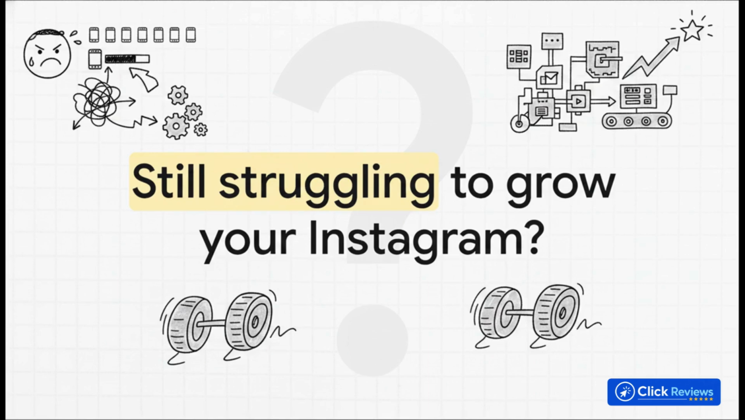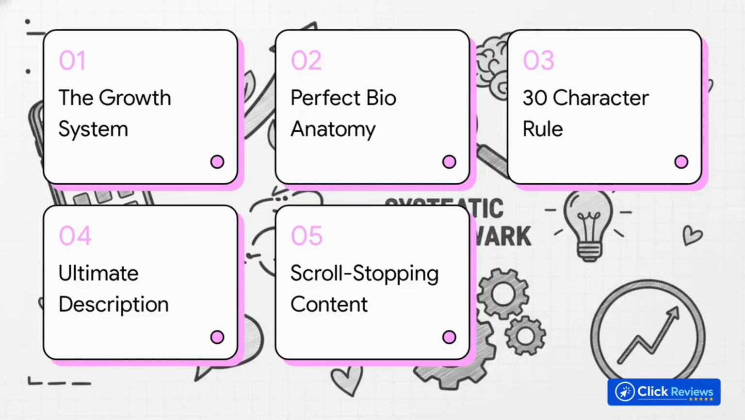It's definitely not about just crossing your fingers every time you hit publish. It is actually a highly structured machine. And honestly, unless you understand exactly how content, consistency, and a real systematic approach all work together, you're just going to stay stuck spinning your wheels. So, here is our masterclass breakdown for the day. First, we'll cover the growth system, then the anatomy of a perfect bio, followed by the 30-character rule, after that, crafting the ultimate description, and finally, designing scroll-stopping content. Let's get right into it.